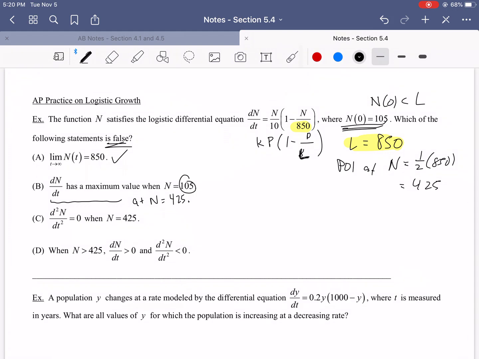And so this number right here makes this statement false. And so I know that that's my answer. I'm going to go ahead and look through the rest of them and see if these are accurate.